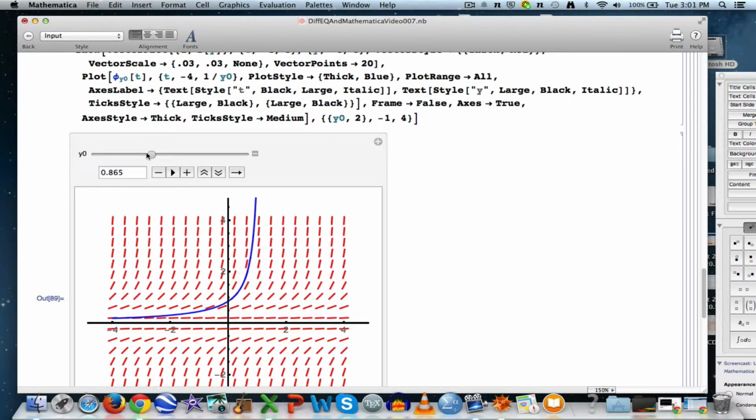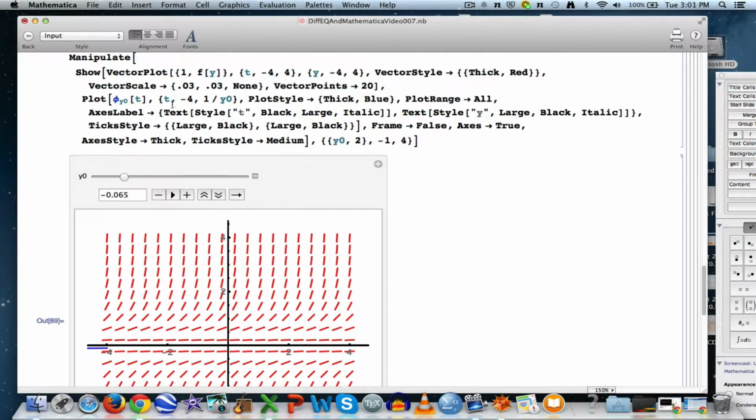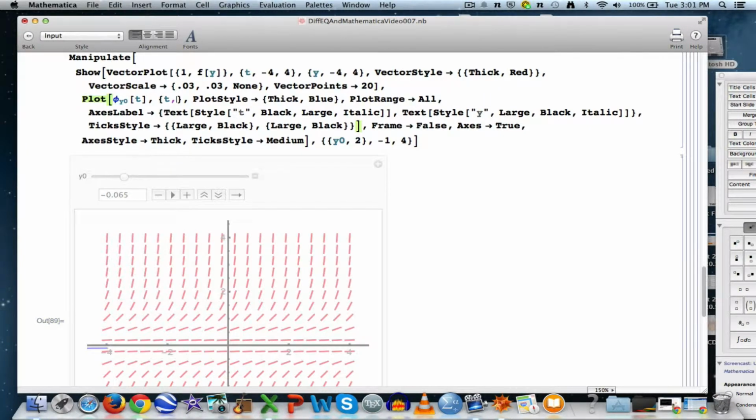But what if y0 is negative? This code that I have up here going from -4 up to 1 over y0 doesn't work in that case, because in the case where y0 is negative, you really want your graph to, in a sense, start at 1 over y0 and go to +4. All right, that can be fixed, but it's a little tricky.